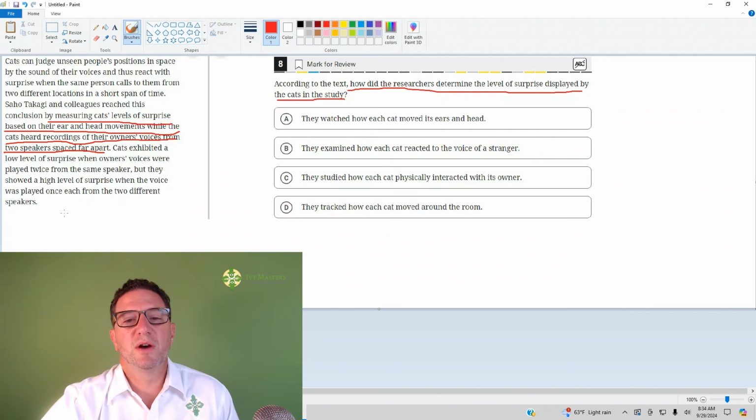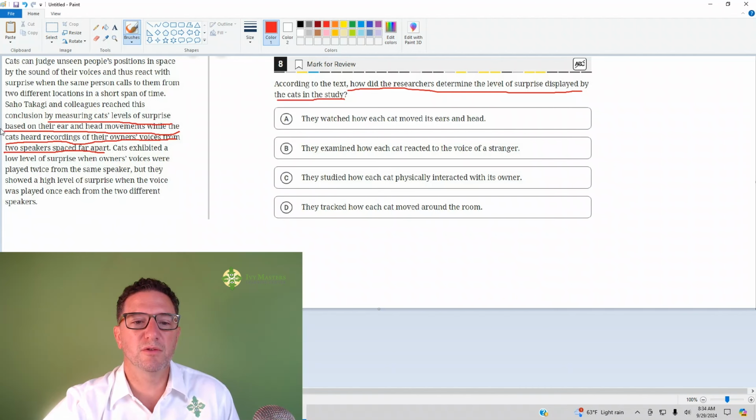So what did I just do? I basically just put the whole paragraph in my own words. There's a good summary and level of surprise displayed in a cat study. As I underlined before, we could see it here, ear and head movements. And answer is A, they watch how the cat moved its ears and head. Looks like that's going to be our answer.